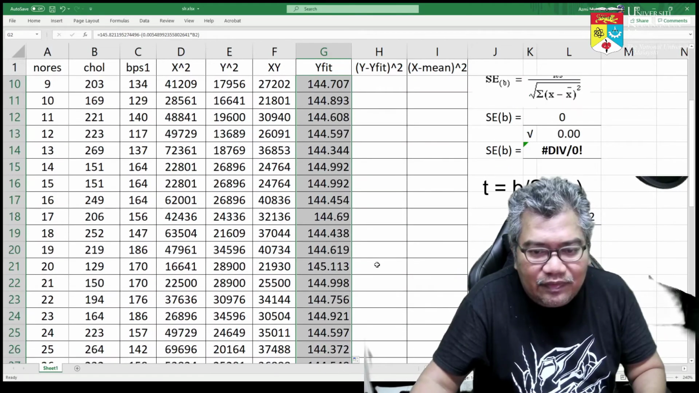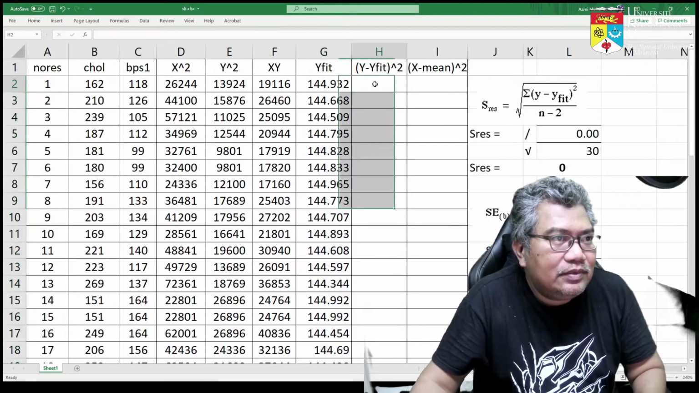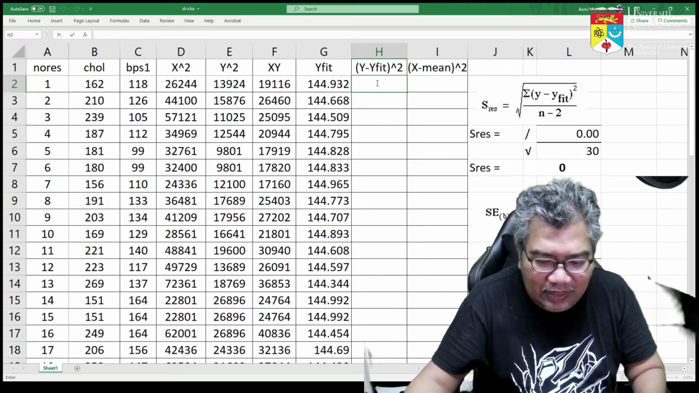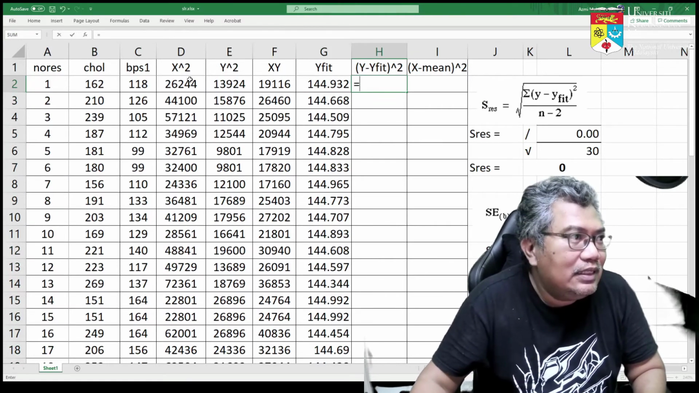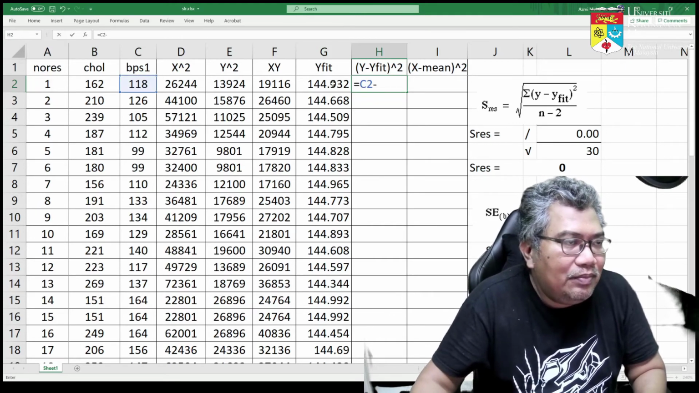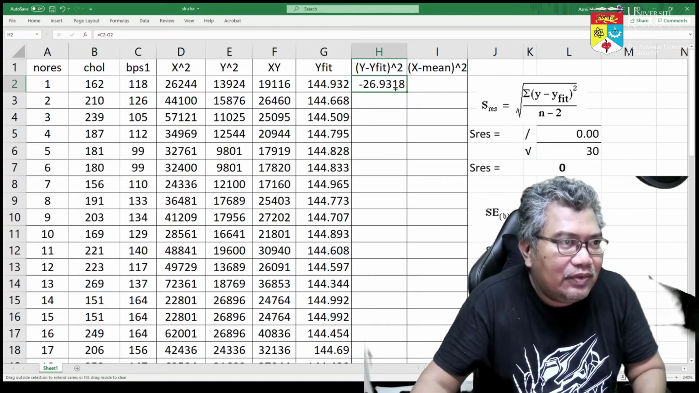So now for the Y fit, we need to get the difference of the Y and the Y fit. So we know what is the Y? Y is the systolic blood pressure. So this is the systolic blood pressure. Then we minus the base on the fit. So the fit is 144. That one is just the difference.